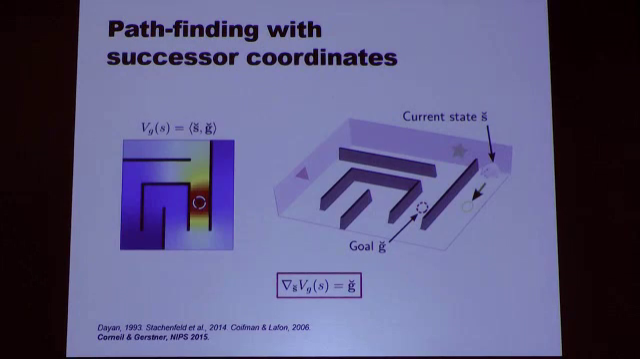So the idea is to use a network that's representing positions in terms of these successor coordinates, and the fact that in this case this value gradient is given by the representation of the goal position itself, and then look at moving this network representation towards a position that's closer to the goal, so a trajectory that the animal can follow in order to move towards the goal position.